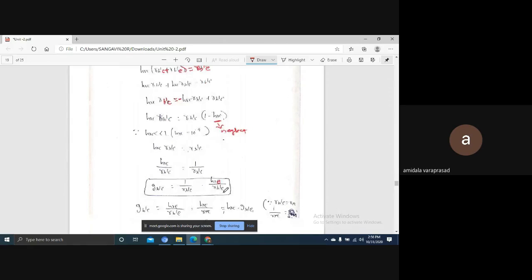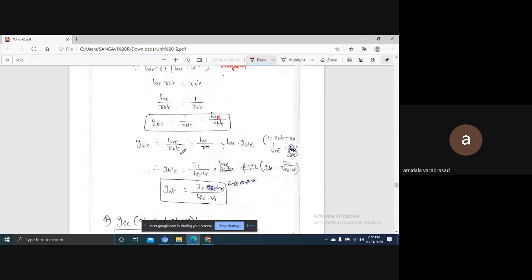Now this one again. GB'C is equal to HRE by RB'E, plus RB'E. Then 1 by R pi is nothing but GB'E. Now we know the GB'E value is IC by beta into VT, or IC by HFE into VT. Then I can write it as IC into HRE by HFE into VT. This is a feedback resistance.